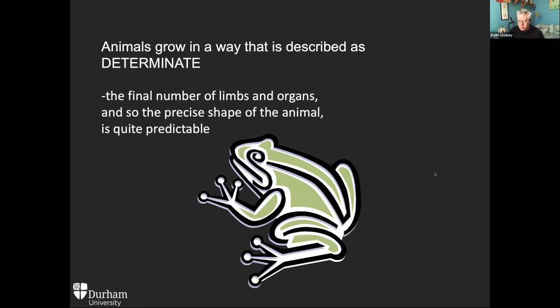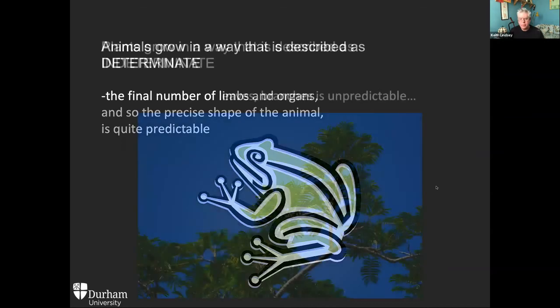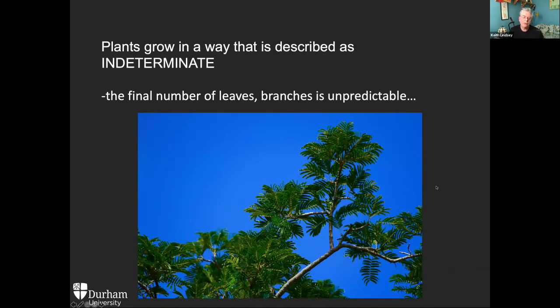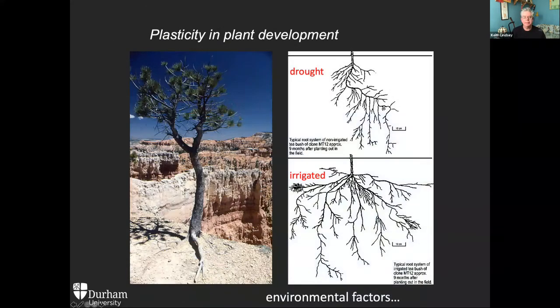Whereas that is not the case with plants. So although we might understand the overall structure of a plant as being characteristic of a particular species, we're not going to be able to determine early on how many leaves or branches it's got. That's much more unpredictable. And similarly, the final form of the plant is quite plastic, quite variable between individuals depending on environmental conditions.